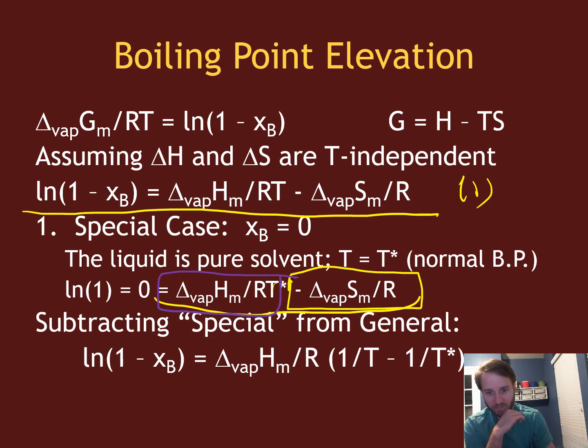If I add this minus delta vaporization S of M divided by R to the other side of the equation, I see that equals the enthalpy of vaporization divided by R times the pure solvent boiling temperature. And so then I plug that back in up here, right? And so then I get just that difference: the natural log of 1 minus the mole fraction of the solute equals the enthalpy of vaporization divided by R times 1 over this new boiling temperature minus 1 over the boiling temperature of the pure solvent.